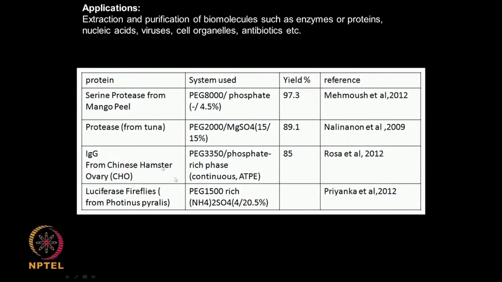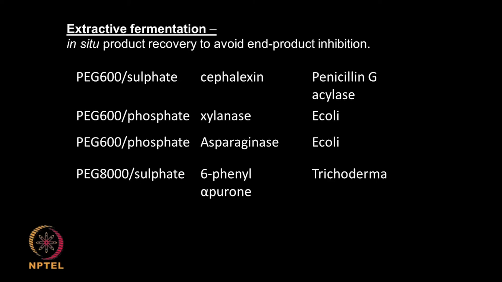So, there are many examples of this, applications, examples: serine protease, IgG, luciferase from fireflies using PEG and phosphate, PEG magnesium sulfate, PEG phosphate, PEG rich with sodium ammonium sulfate and so on. So, extractive fermentation, we can combine fermentation with extraction in situ, systems PEG sulfate, PEG phosphate, as you can see for a large number of antibiotics here.